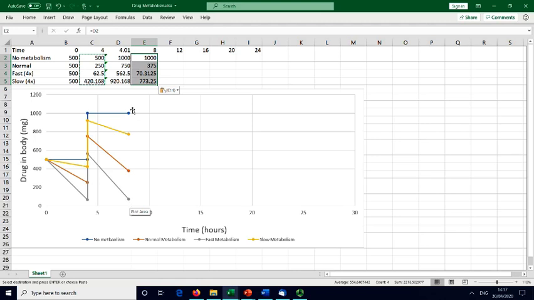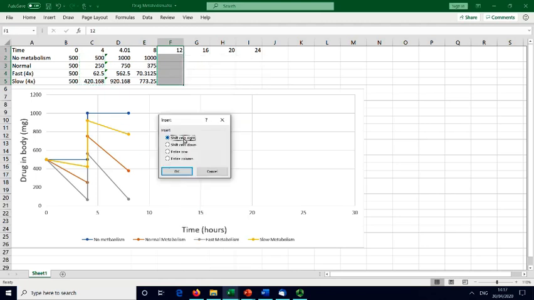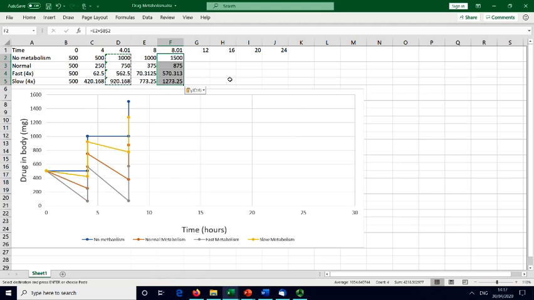And now we can start to see there's a big difference in the amount of drug in the system for people depending on their metabolism of the drug. So let's go through and follow this through. After 8 hours, we're going to take another amount. So we can copy this and see we get an extra 500 milligrams to each patient. We then metabolize it in the same way.